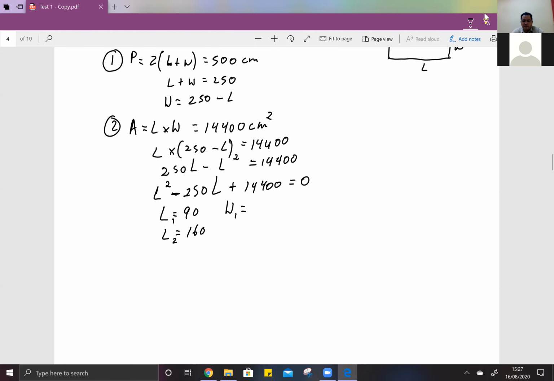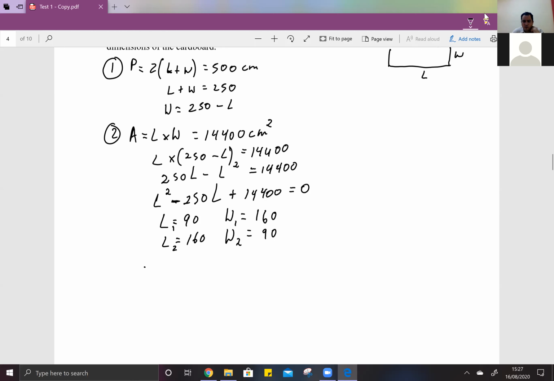W1 equals 250 minus 90, so 160. And W2, actually both answers represent the same rectangle, right? So what is the question? The question is just dimensions, right? Then you can write that dot, dot, dots.